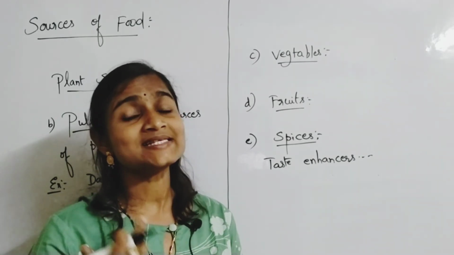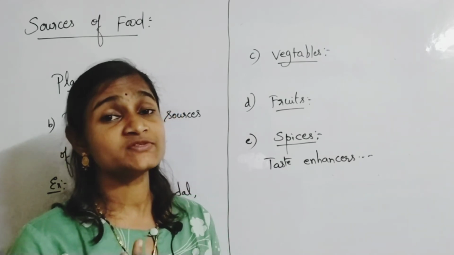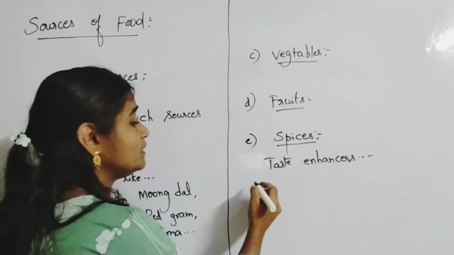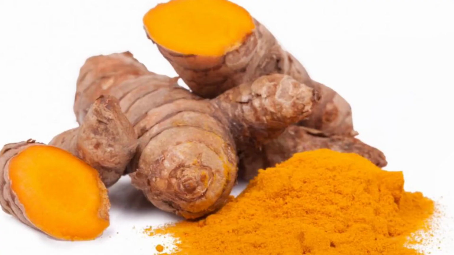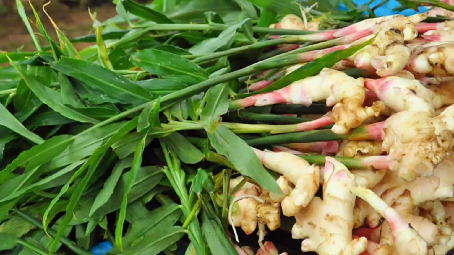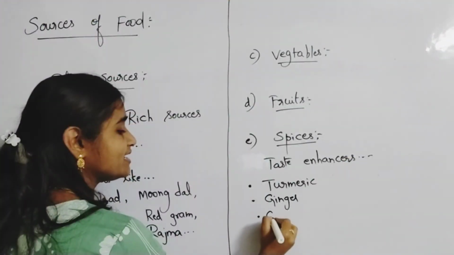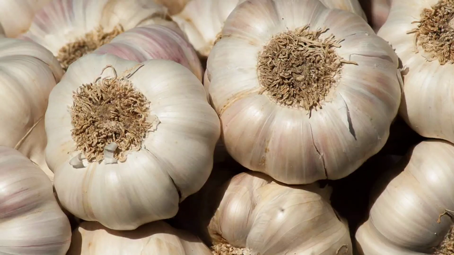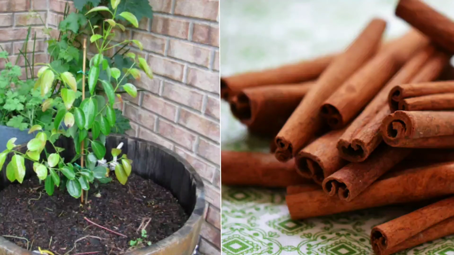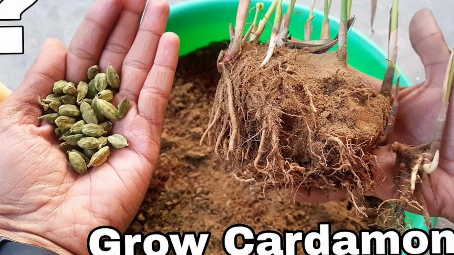Okay, so what type of spices will you be coming across in your diet? You will be using certain spices like turmeric, ginger, garlic. Okay, what else will you be coming across? Cinnamon, you will be using cinnamon, cardamom.